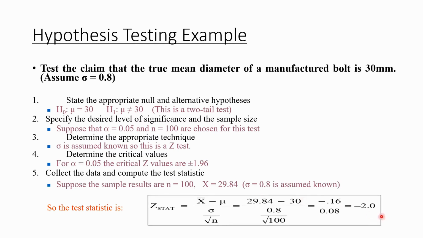How did you calculate that? You know your equation for Z stat, which is x bar minus mu over sigma over root n. You simply substitute the values. Here it should be x bar.